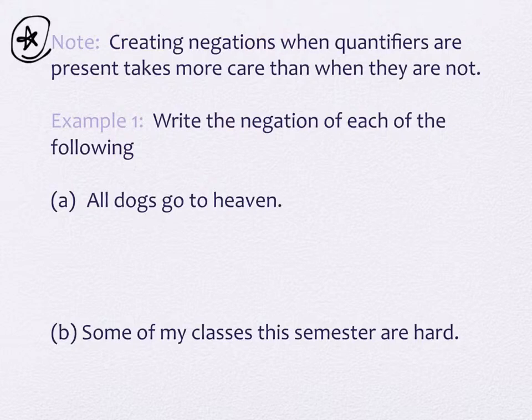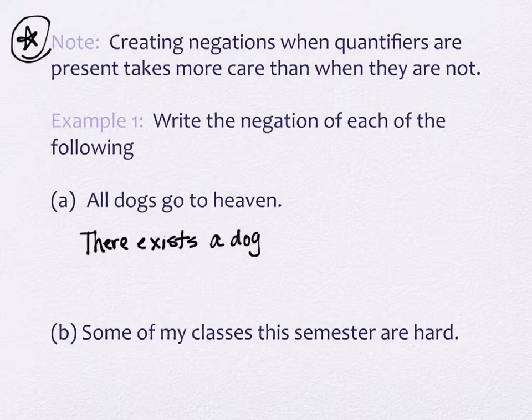The negation is the least amount that you can change something and make it false. So all dogs go to heaven. The least amount that we could change it is to say, there exists a dog. I called him Butch, right? We won't put Butch's name in there. But yes, there exists a dog that does not go. It sounds a little weird because we say it kind of past tensey, but does not go to heaven.